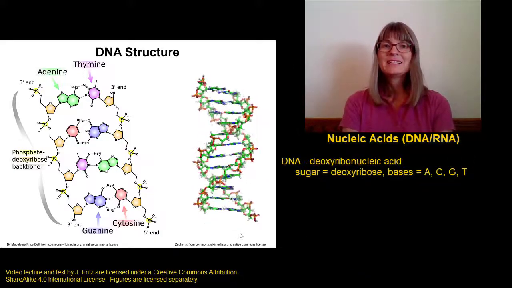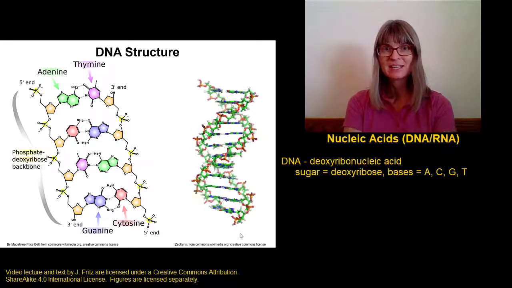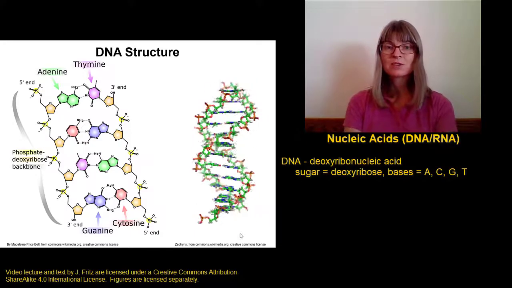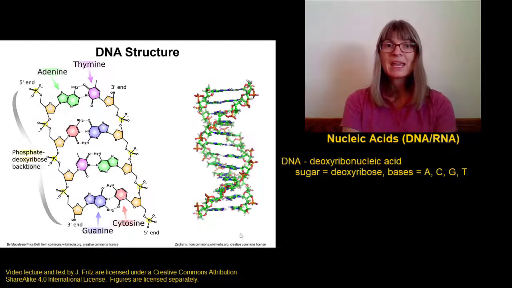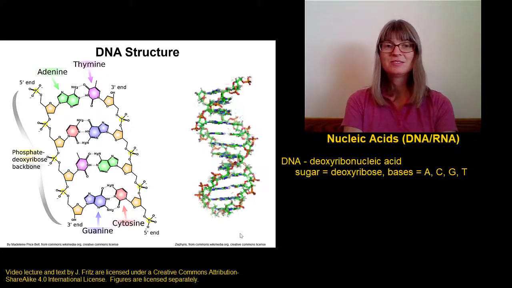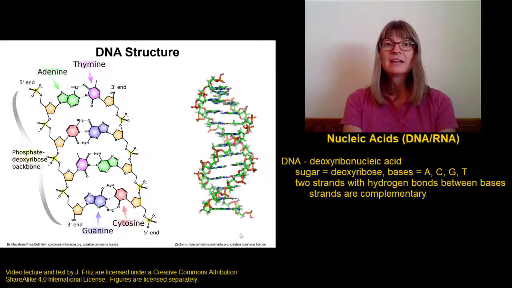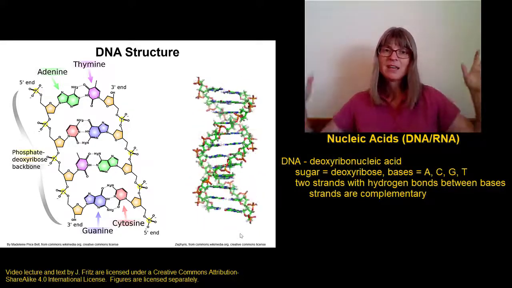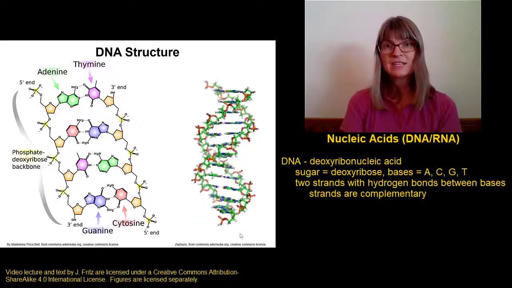DNA stands for deoxyribonucleic acid. In DNA, the sugar is deoxyribose. So we can see the sugar in the DNA right here. That's deoxyribose. And the bases that are involved in DNA, we already said, are A, C, G, and T. DNA is formed by 2 strands of nucleic acids. So we have 2 different strands of nucleotides, and these 2 different strands are going to hydrogen bond together to give us the structure of DNA.